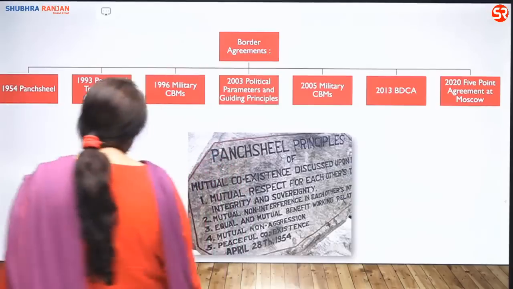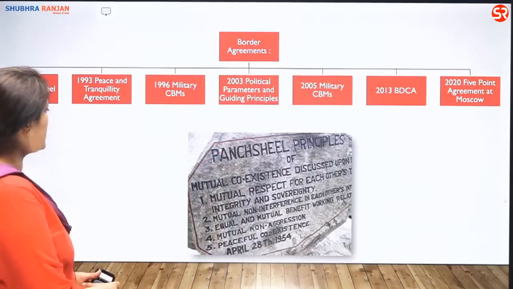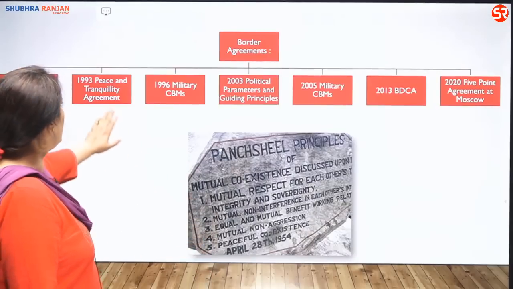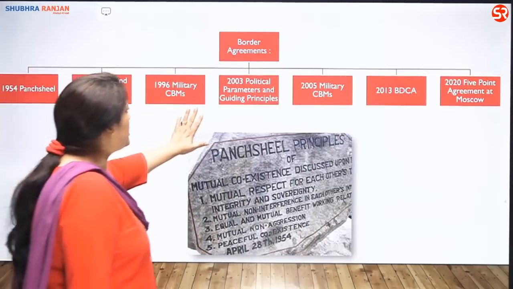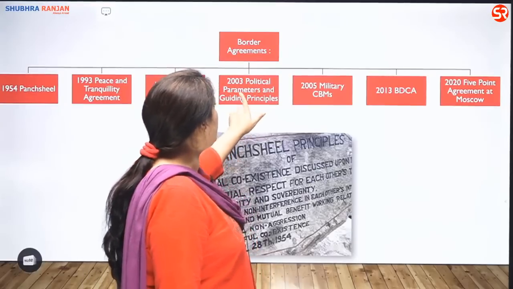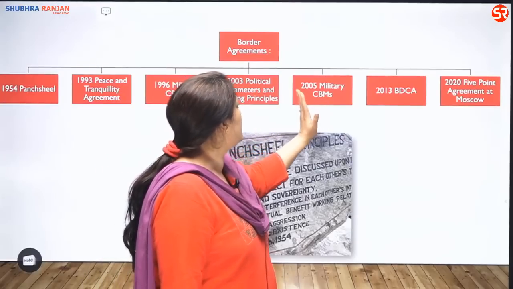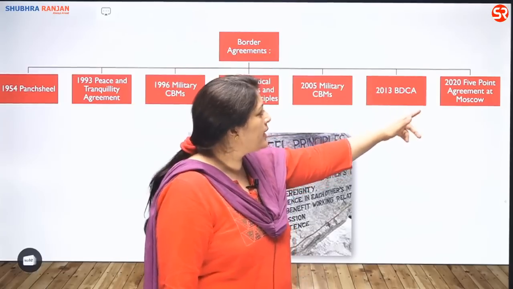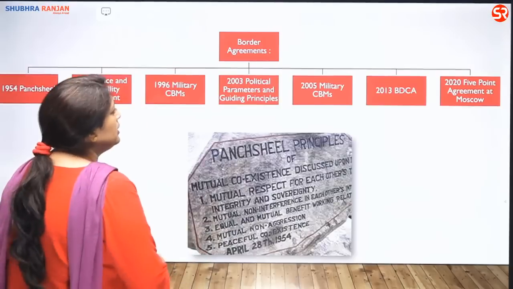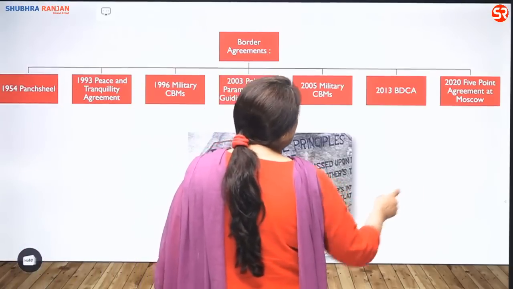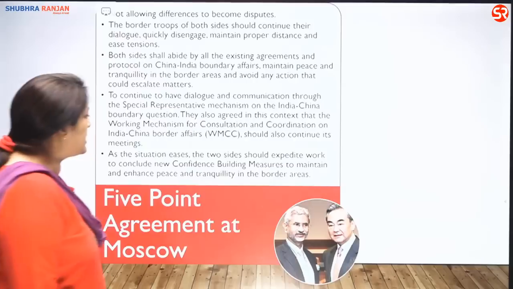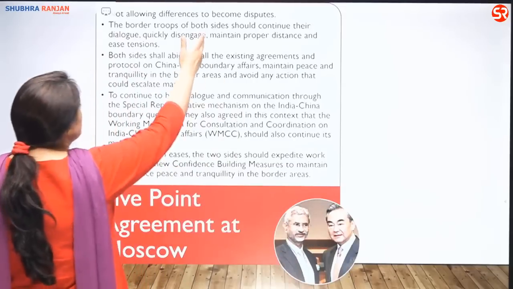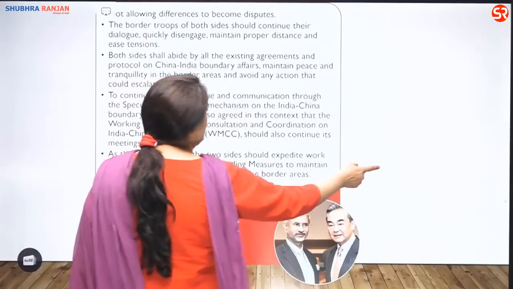Now, just have a quick look at the border agreements. First is Panchsheel, you must be knowing. Peace and tranquility, military CBMs, political parameters and guiding principles, which were agreed and finally evolved here. Border defense cooperation agreement in 2020, 5-point agreement at Moscow. This is the detail of the 5-point agreement between the foreign minister and his Chinese counterpart, nothing very substantive.